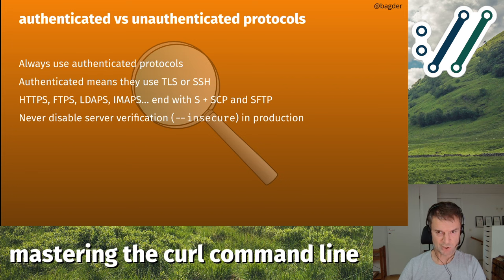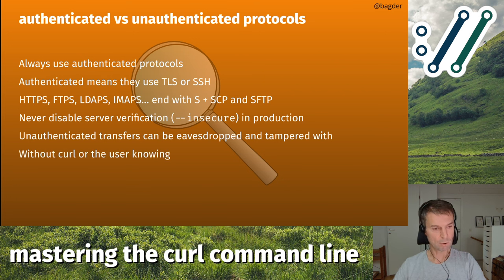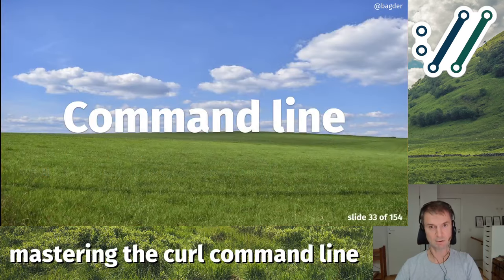And when you do that, of course, don't switch it off with the insecure option. Curl provides this option that says, sure, go ahead, run it insecurely. But if you do it insecurely, yeah, that's insecure. Don't do that. It's dash K in the shorter version, but we really, really strongly suggest you never do that. Because if you use unauthenticated transfers, like HTTP without the S, it can be eavesdropped and it can be tampered with, and curl or the user using curl won't be able to tell when that is happening. It's also then easily attacked in different ways, so we really should avoid it. We should try to use authenticated protocols as much as possible, TLS or SSH powered protocols. So that is internet transfers.